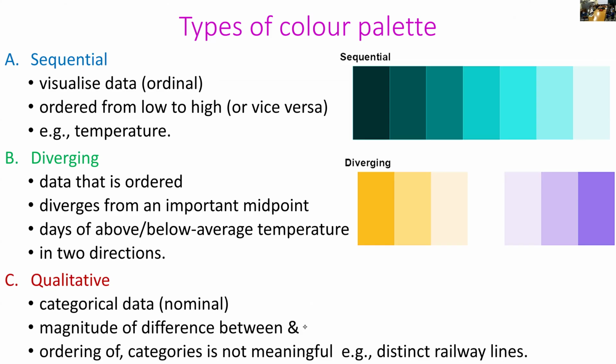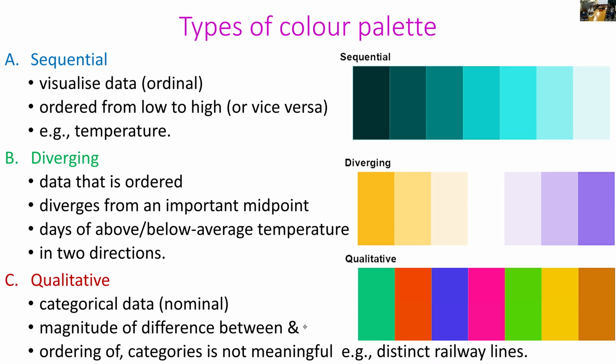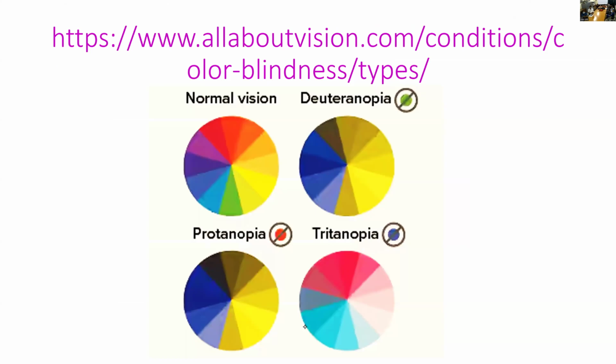The last one is just purely qualitative. Let's say these are different colors of the shirts people are wearing. The order doesn't make a difference, but I want to show different types of colors. So this is where we use qualitative color schemes. There are three color schemes: sequential, diverging, and qualitative. I tried to show you where we use which color schemes. Okay.